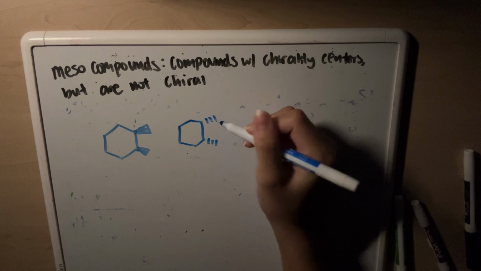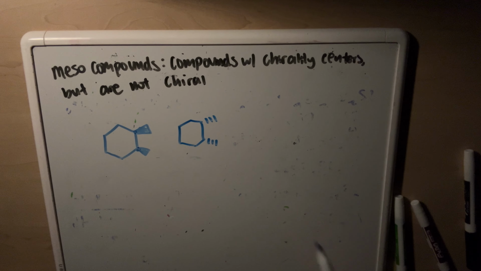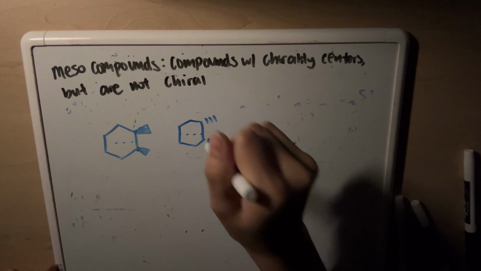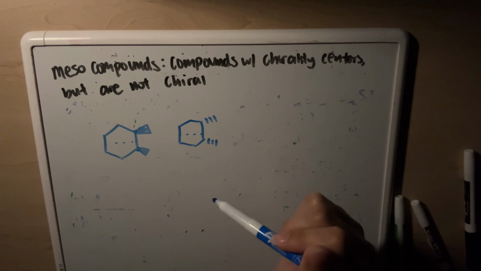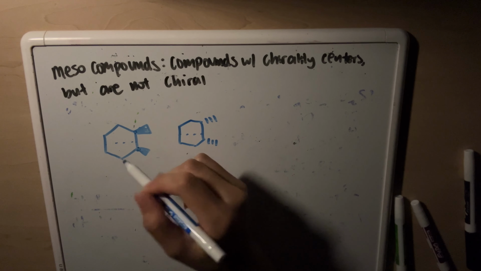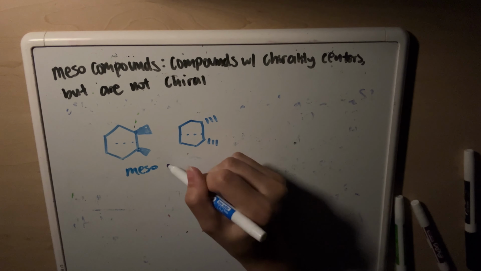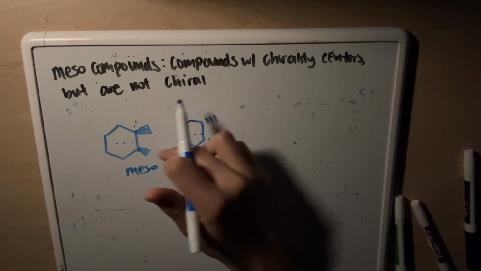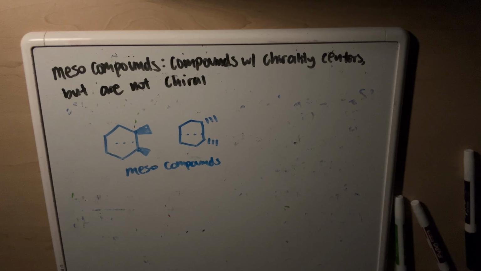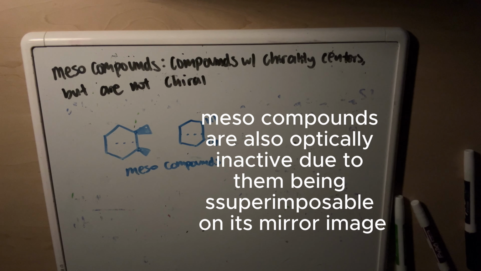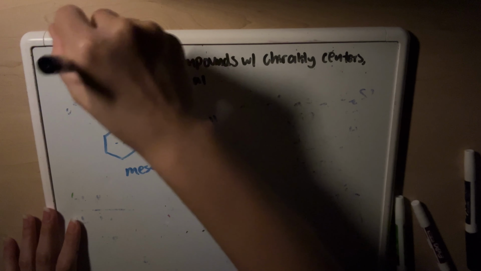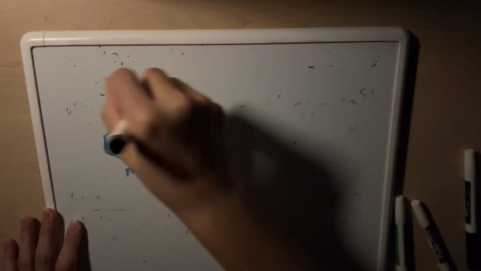Look, they're not exactly mirror images, but I say that for simplicity reasons. You can see they have a center or a plane of symmetry. And they are meso compounds. Because look, when you flip them into dashes or wedges, they're completely the same. Okay, that's it for that. That's very simple. I hope that made sense.